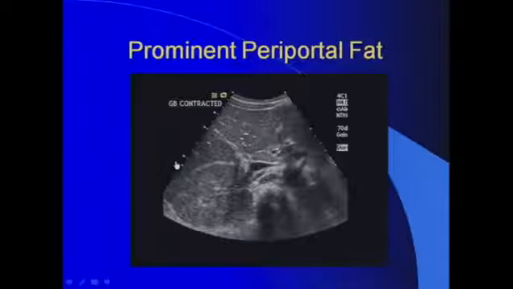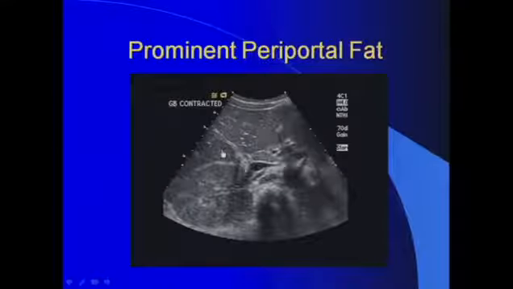This next slide, a still image showing the prominence of the periportal fat, which is described as the starry night appearance seen in patients with hepatitis. But again, this patient did not have any signs of acute hepatitis. The patient did not have any positive labs suggesting acute hepatitis.